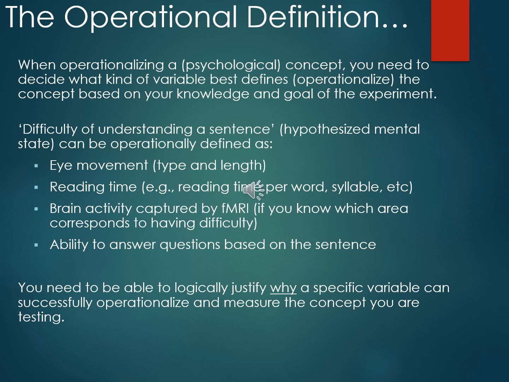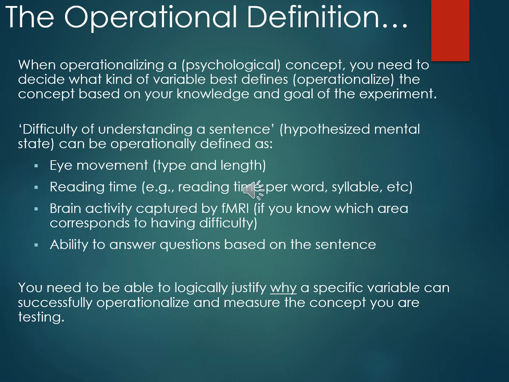In this slide, we are going to talk about a specific example of operationalization to create something called an operational definition. We use this example: difficulty of understanding a sentence. This is a hypothetical mental state. Everybody believes, as common sense, that the difficulty you feel at the time of understanding a sentence is real. However, in order to investigate this phenomenon scientifically, you need to translate it into some measurable variable. That's the operational definition. I'm giving you 4 different examples.